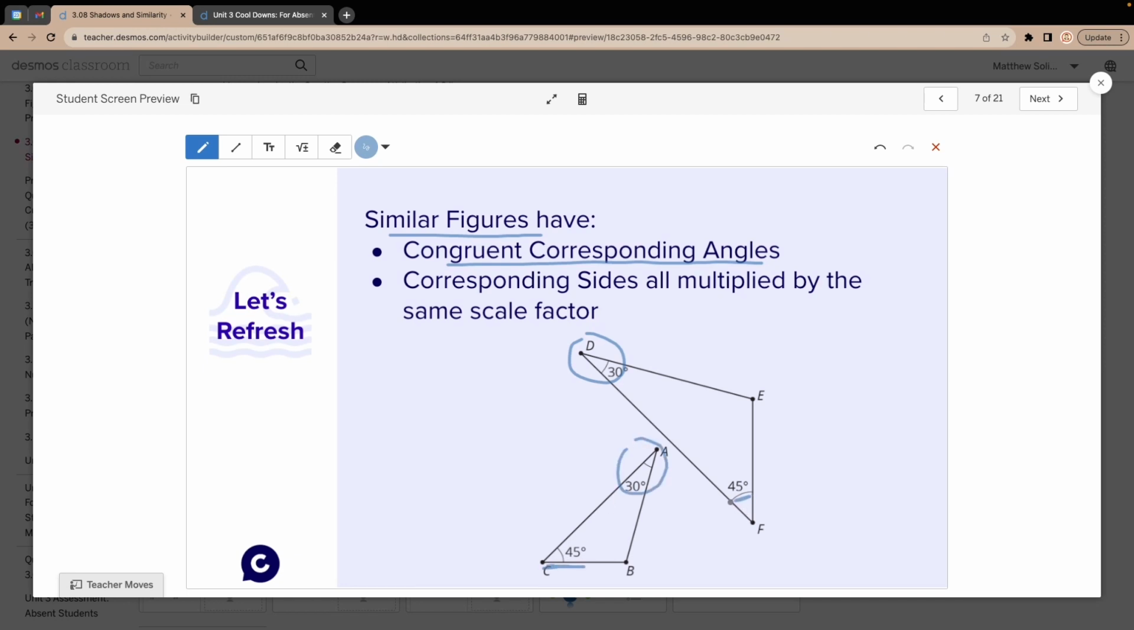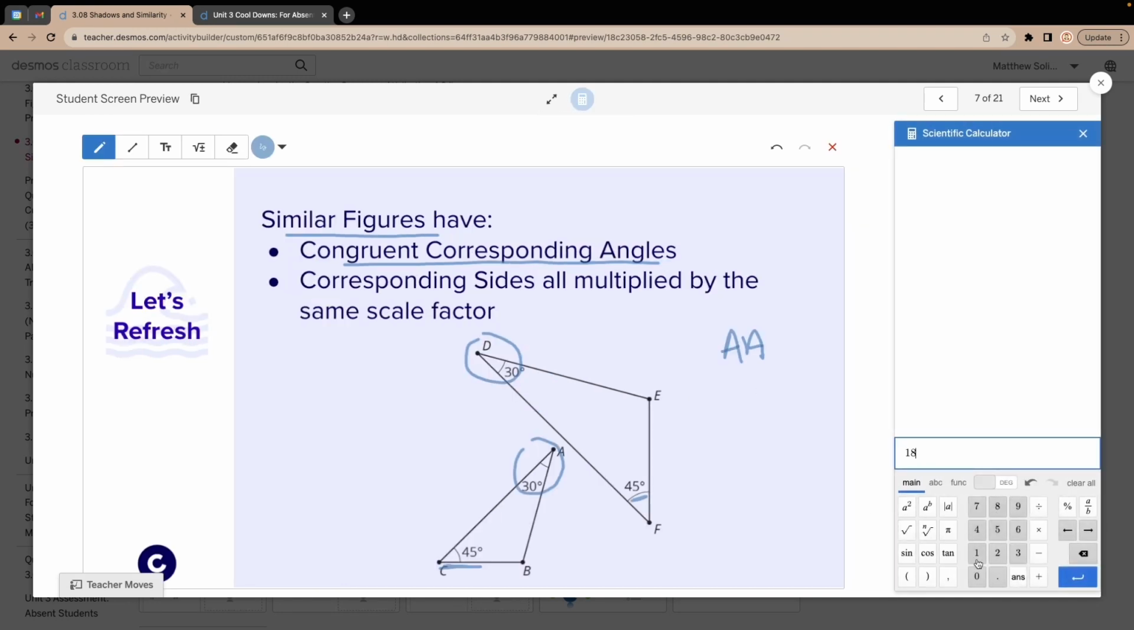C matches up with F. They're both 45. And remember, if two angles are the same in a triangle, the third one has to be the same using the triangle sum theorem. We know they've got to add up to 180. So 180 minus 45 minus 30. This angle's got to be 105. And then using the triangle sum theorem on this triangle, it's the same exact problem. So this one is also 105. So all three angles are the same as long as you have two the same.